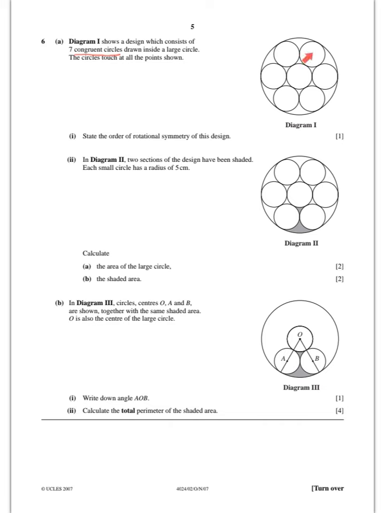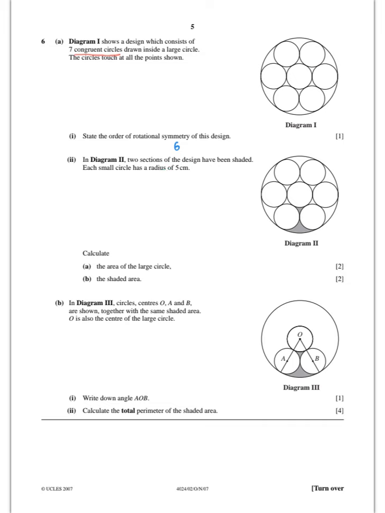So how many circles do we have? 1, 2, 3, 4, 5, 6. That means the order of this rotational symmetry is 6. That is the first part answer. After that, in diagram 2, two sections of the design have been shaded. Each small circle has a radius of 5. Calculate the area of the larger circle.